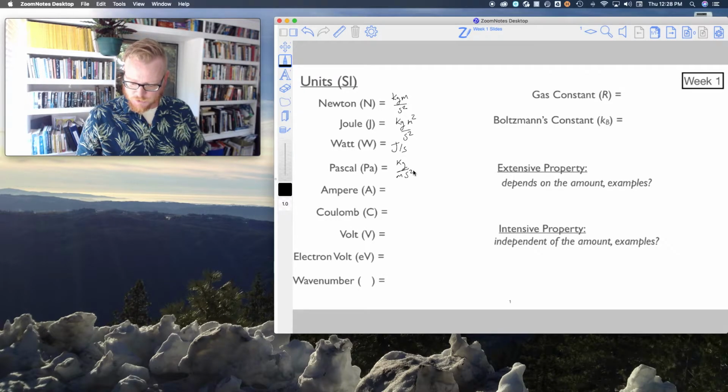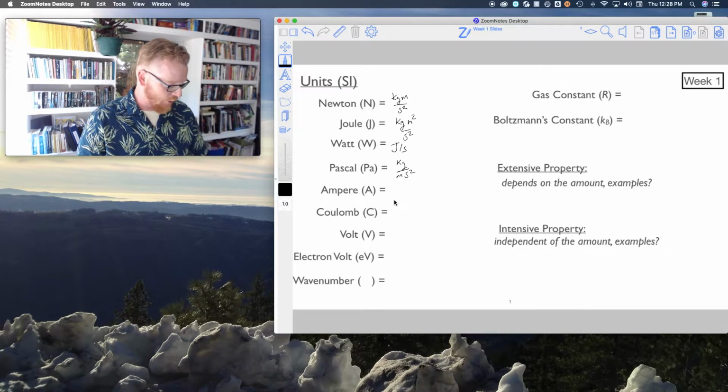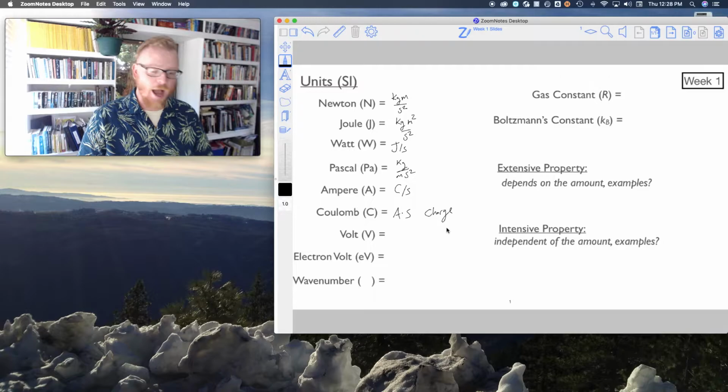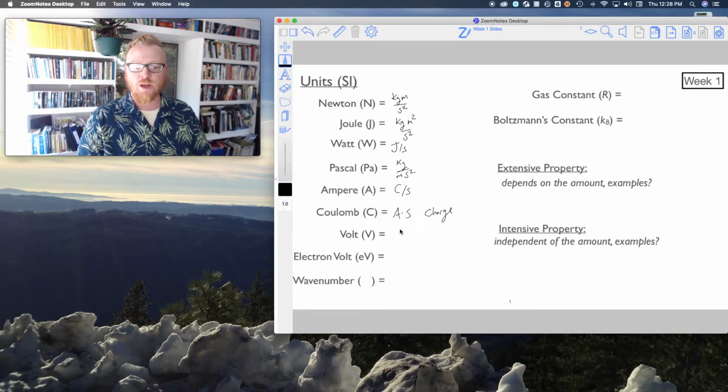Okay. So an amp, we're not going to get into so much electrochemistry, but it's still an important unit to talk about. So that's a rate of charge. So that is a coulomb per second. And of course, what's a coulomb? I'm going to cheat here and just say a coulomb is an amp times second, right? You could do the algebra to see how that works. And a coulomb is a unit of charge, okay? So now a volt, hopefully you remember from your electrochemistry days, is a joule per coulomb, or of course it's a joule per amp second.